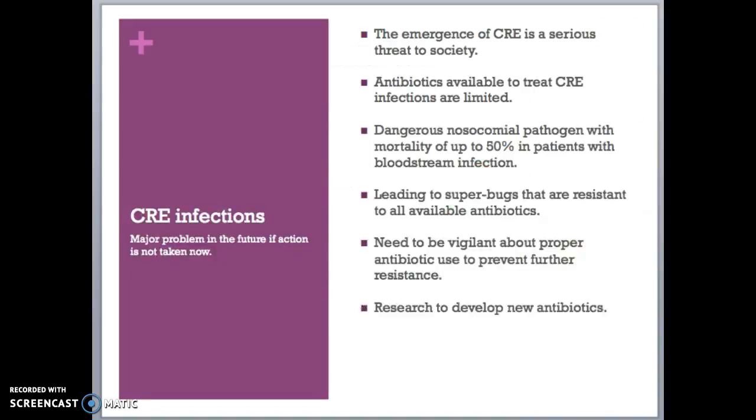So CRE infections have the potential to be a major problem in the future if action isn't taken now. Up to 50% of those with bloodstream infections die with this infection. The emergence of CRE is serious. Antibiotics available right now to treat the infection are severely limited, so we need to be vigilant about our antibiotic use and develop new antibiotics, because this will only lead to superbugs that have already occurred that are resistant to all available antibiotics.